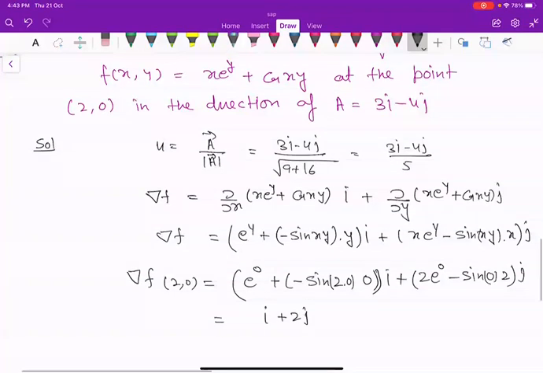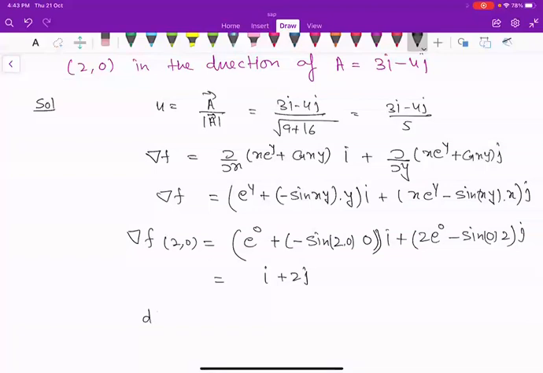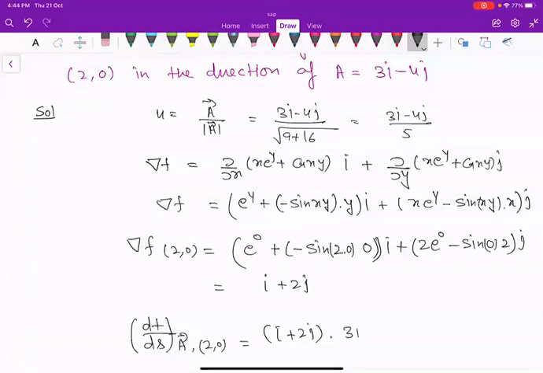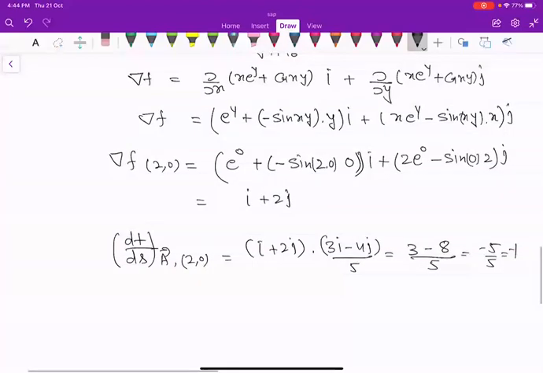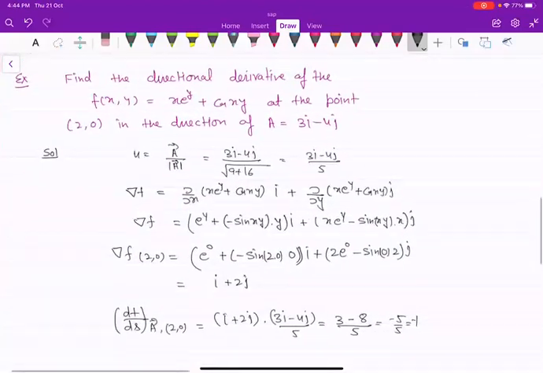Yes. Okay, so df over ds at the point 2, 0, in the direction of a, is equal to i plus 2j dot 3i minus 4j upon 5. Okay, 3 minus 8 upon 5, minus 5 upon 5, it is minus 1. Okay, so this is the question we have done. It is a simple question.